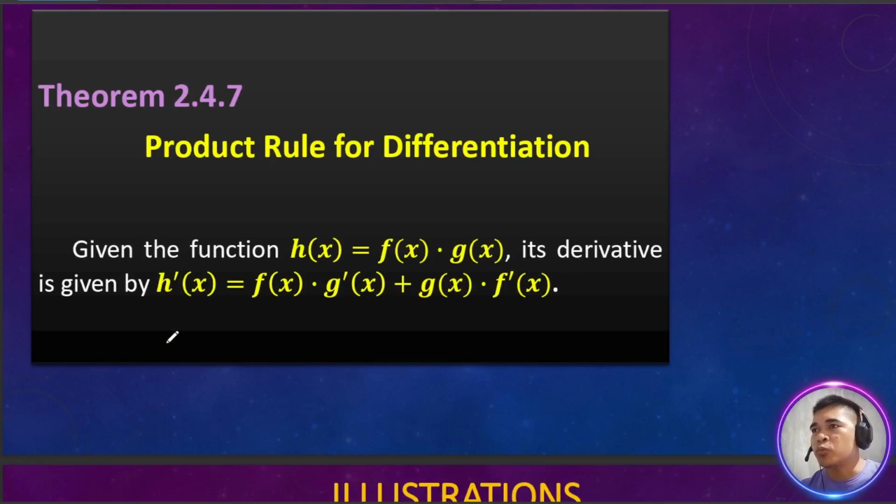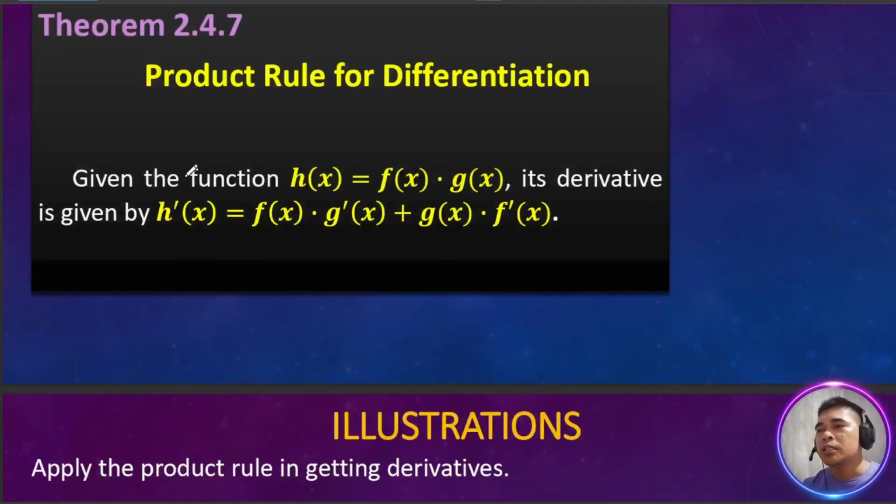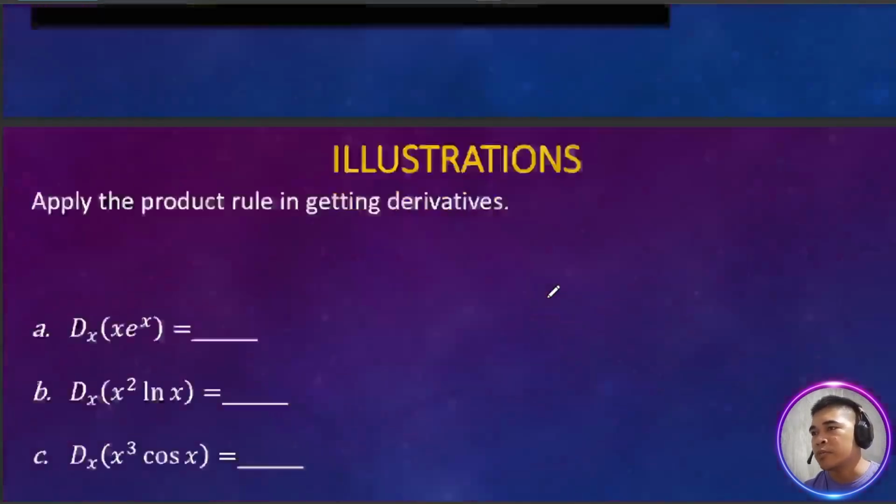Next theorem is theorem 2.4.7, the product rule for differentiation. For the product rule, it is different from the previous sum and difference. Given the function h of x is equal to f of x times g of x, its derivative is given by the derivative of h of x is equal to f of x times the derivative of g of x. So it is different from the sum and difference. Copy the f of x times the derivative of g of x. This is the second one: plus g of x, which we copy this time, times the derivative of f of x. So, we have this illustration.